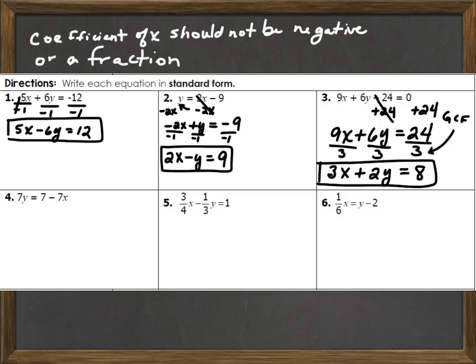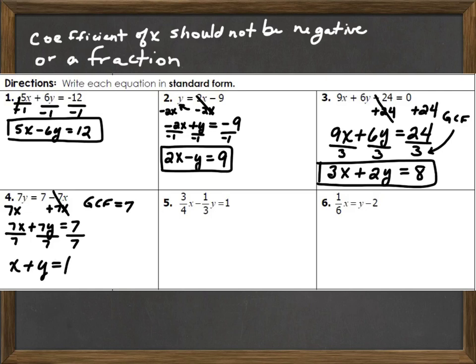We've got to add 7x across. So we add 7x to both sides. So we have 7x plus 7y equals 7. And our GCF is 7. And everything is divisible by that. So I'm going to divide by 7. And my final answer is going to be x plus y equals 1.